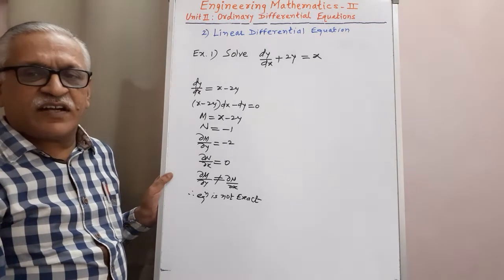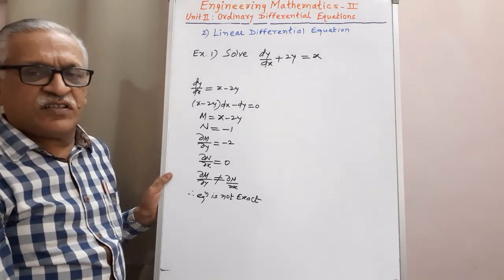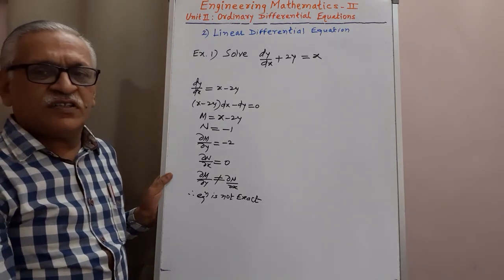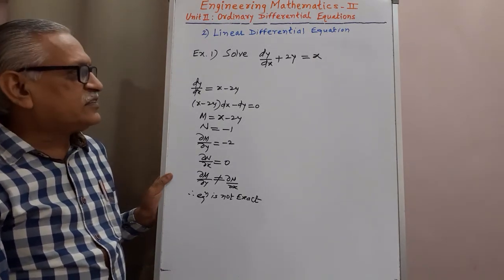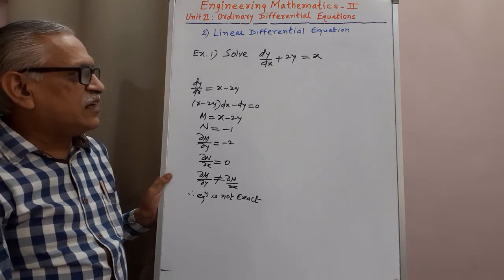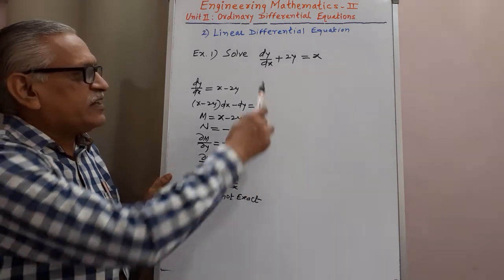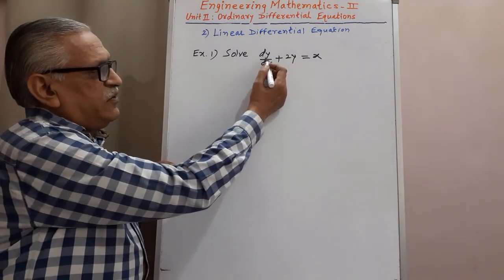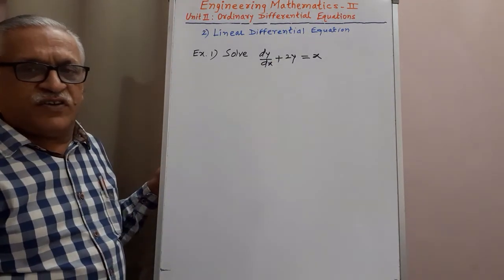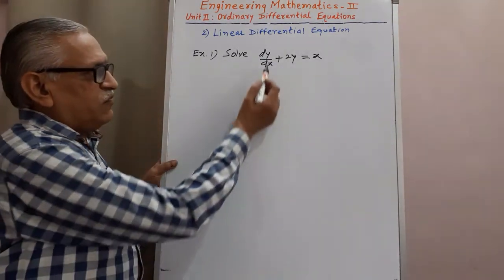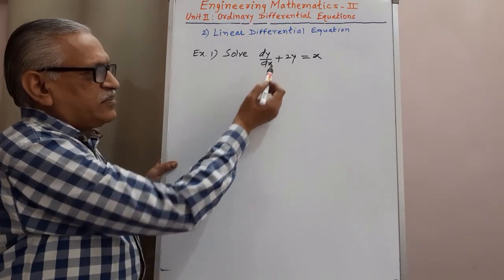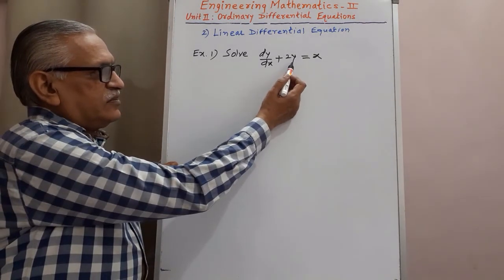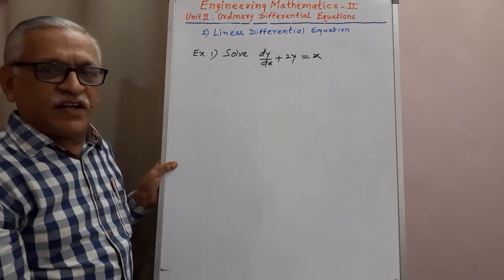And as it is not exact, we have to think of some new technique. Therefore, the next one we go for is a linear differential equation. Check whether that differential equation is linear. dy by dx, first order, first degree differential equation. y is the dependent variable, x is independent. Then as per the definition, we have to see the degree of that dependent variable.